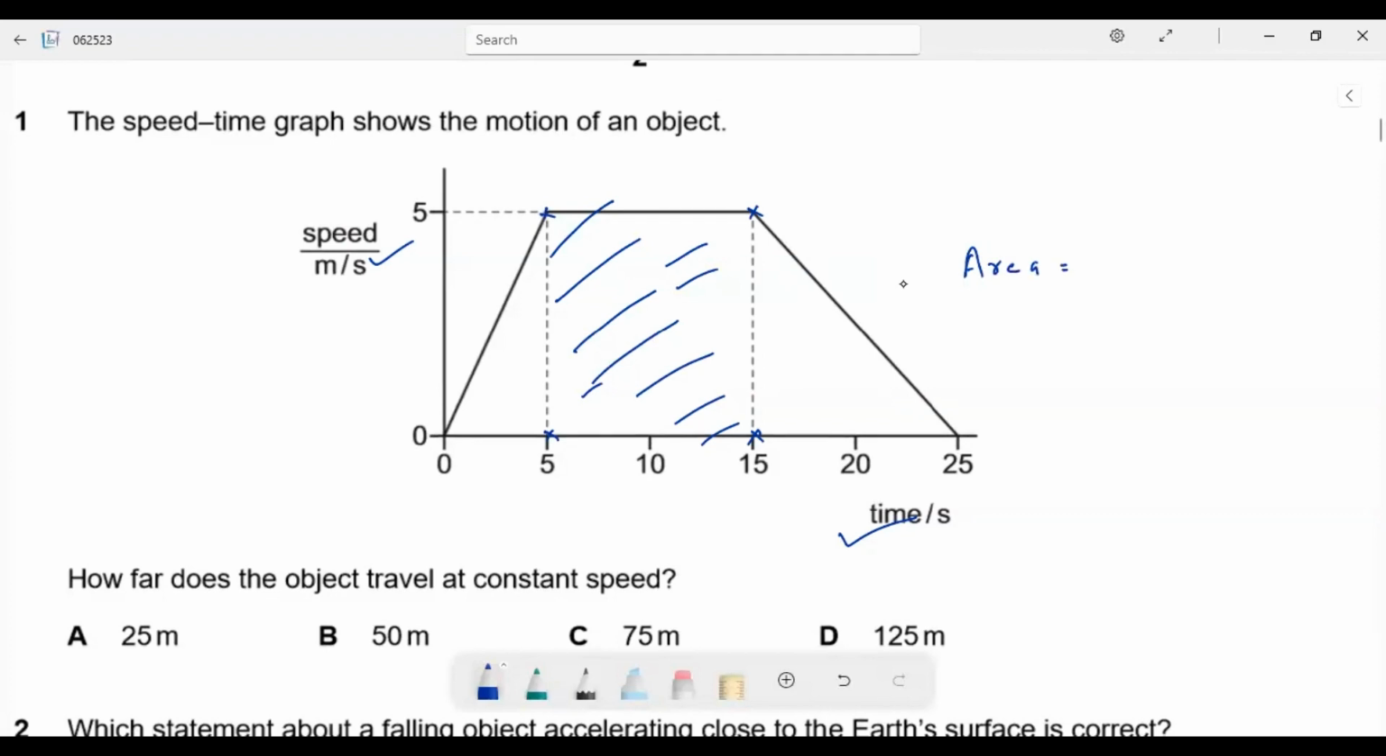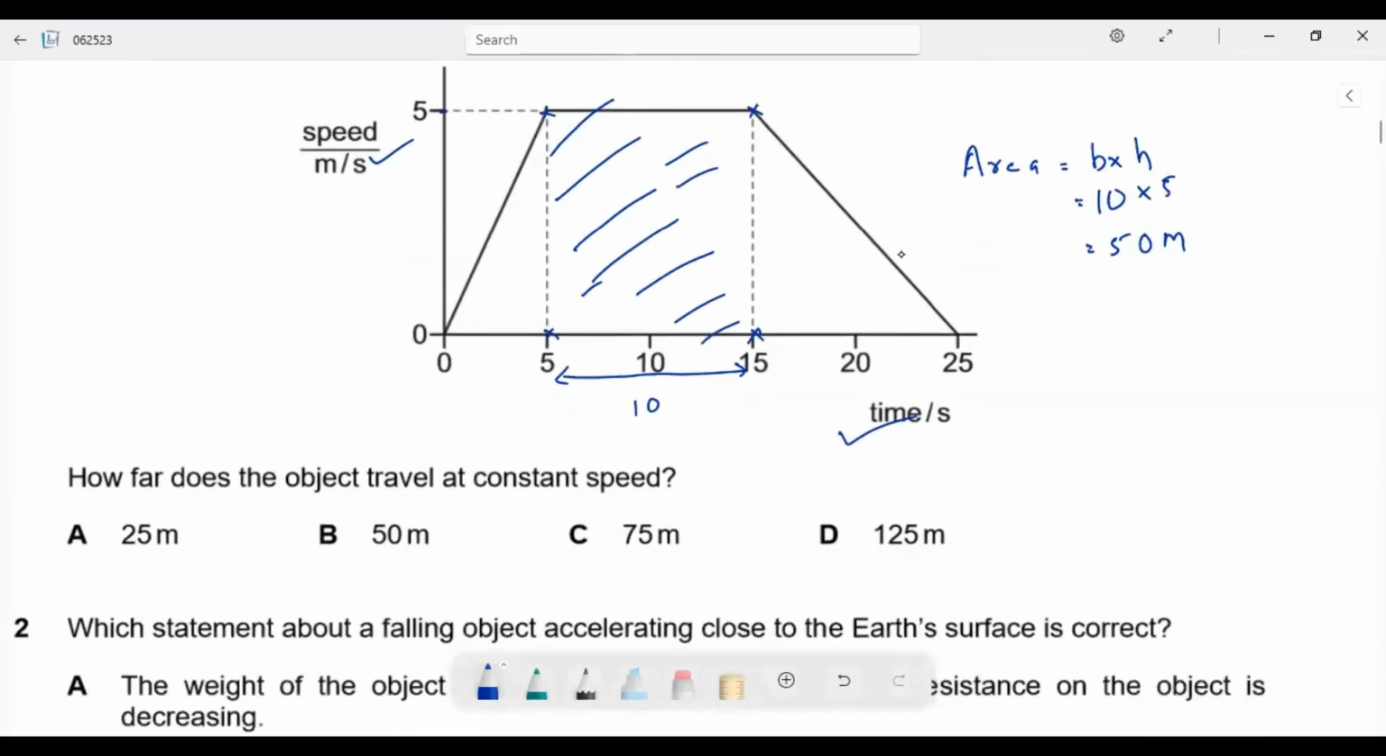This is a rectangle, so we can write it as breadth into height. Here the breadth is 15 minus 5, that is 10. And speed, that is the height, is 5. That is 50 meters. So here the right answer is B, 50 meters.